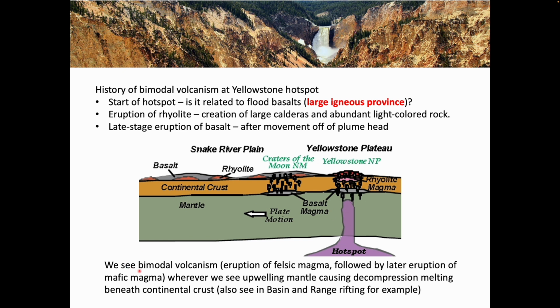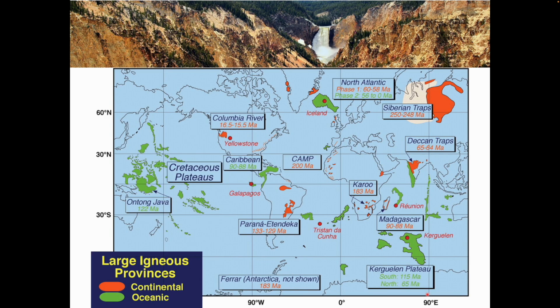We see bimodal volcanism, which is the eruption of felsic magma, followed by later eruption of mafic magma, everywhere we see upwelling mantle material causing decompression melting beneath continental crust. Some of this exists in the Basin and Range, for example, but that's a little bit beyond the scope of this course, unfortunately. Here are the world's large igneous provinces.